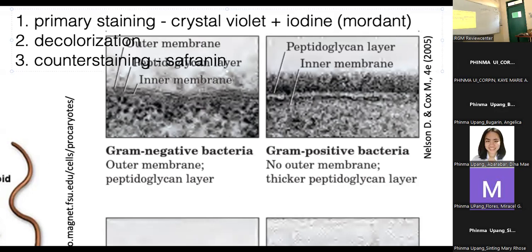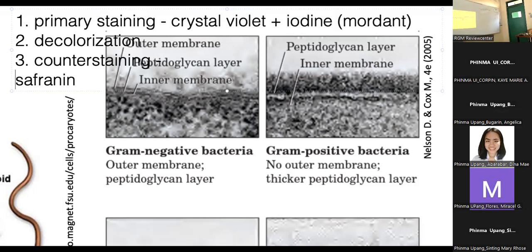Safranin. Okay? This one is colored red or pink. Now, remember that at step number 2, your gram-negative bacteria is colorless. So when you add the counter stain, the peptidoglycan cell wall of your gram-negative bacteria will absorb the safranin, making the gram-negative bacterial cells pink or red in color. Meanwhile, your gram-positive bacteria still has that blue color. The blue color was not removed.